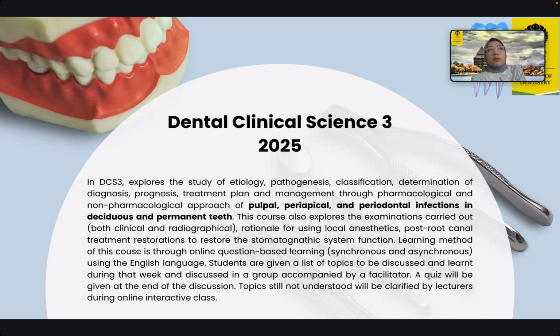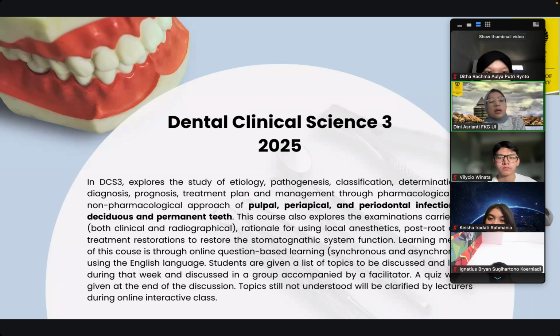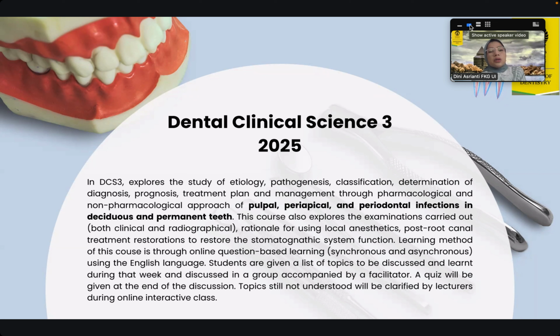So if you remember from the DCS2, you only learned about the hard tissue infection, right? Hard tissue infection and also hard tissue malformation, yeah, and so on. But right now, we will learn further about the pulpal, periapical, periodontal infection that also involves the hard tissue anatomical condition. Yeah. So it will be the same as you got in the DCS2.